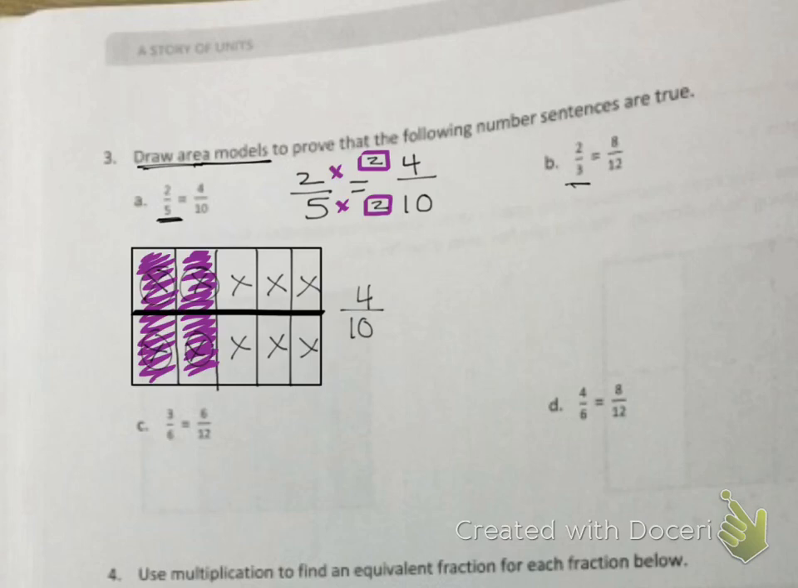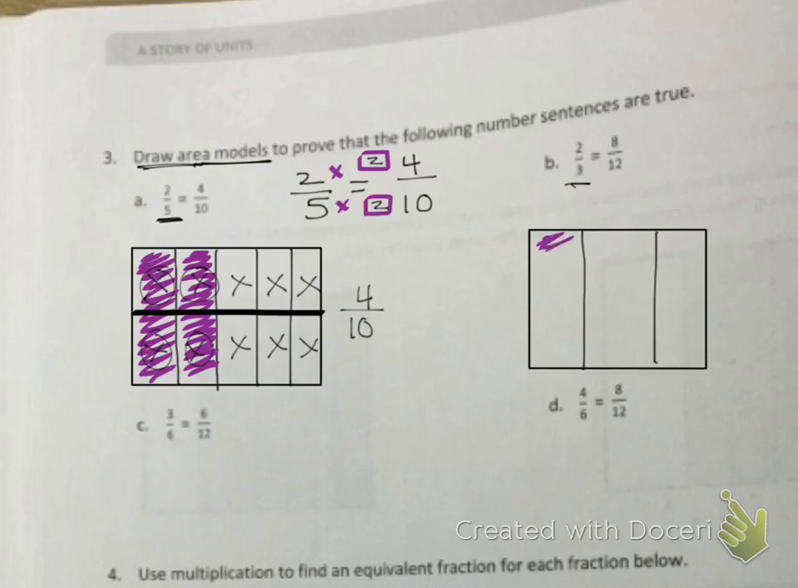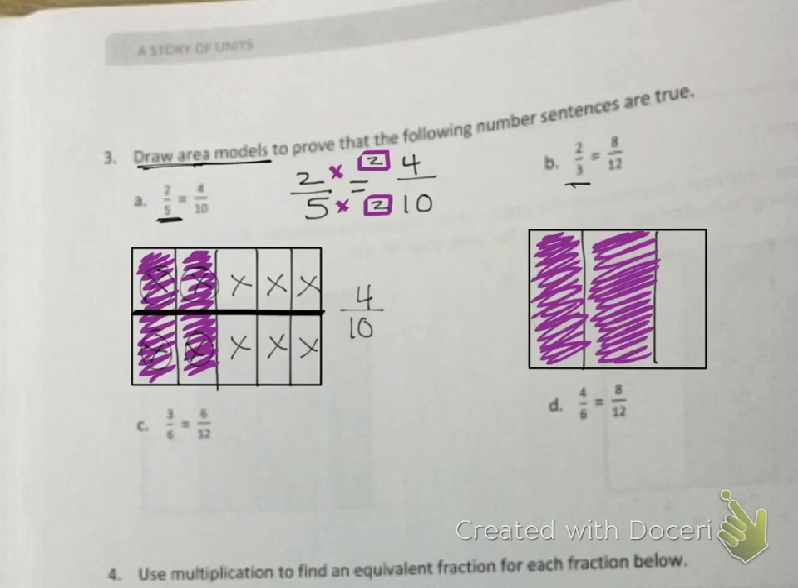We still need to make an area model of 2/3. So let's make an area model of 2/3 here, and let's shade in 2/3. Excellent. I'm going to rewrite this on the side so we can see what's going on. Remember, we're using multiplication, and we have to find out what we are multiplying so that we can figure out the number of rows. 2 times what equals 8? I know that 2 times 4 equals 8, and 3 times 4 equals 12, because the numerator and the denominator are multiplied by the same number. So I'm going to make 4 different rows here.